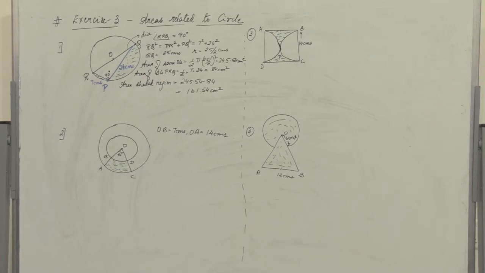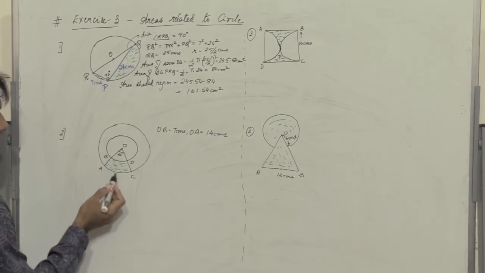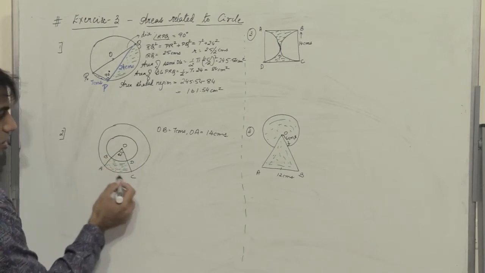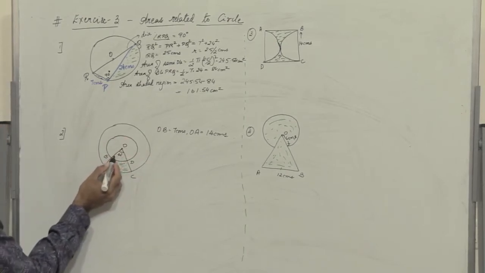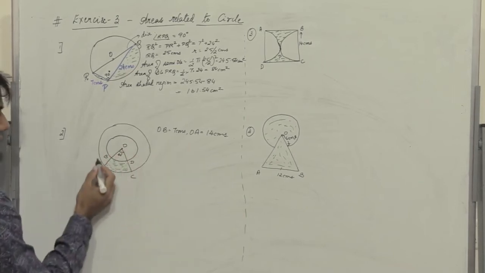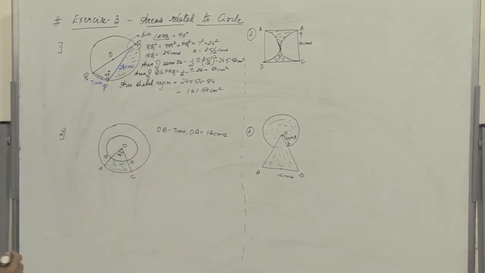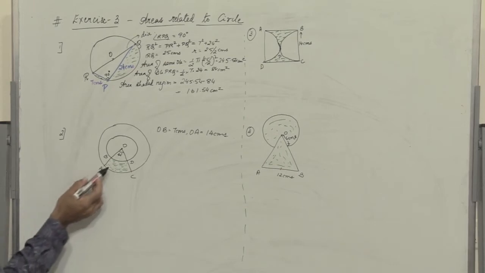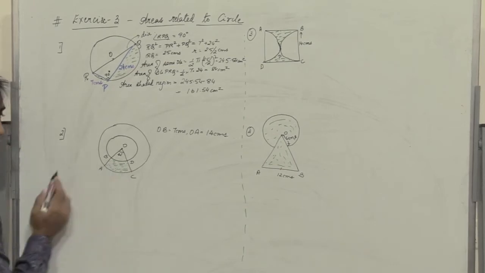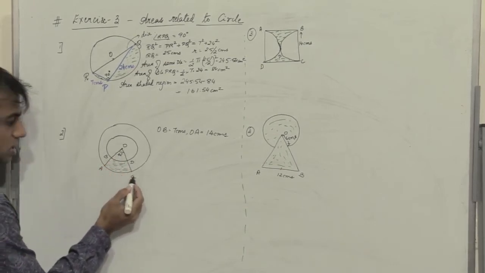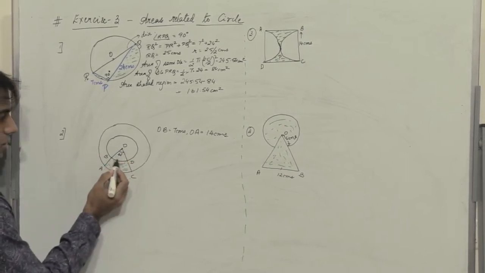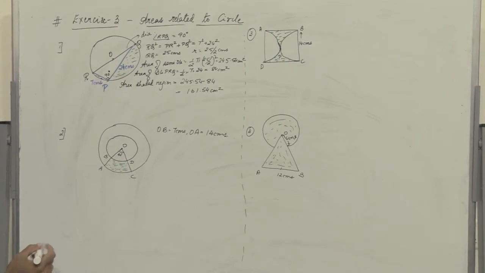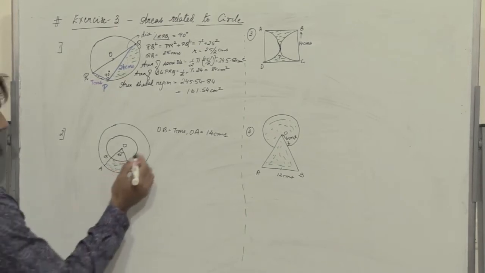Next, the second problem, we need to find the area of this shaded region. So there are two concentric circles with center O. So the radius of the first circle is 7 and the radius of the second circle is 14. So we need to find the area of this shaded region. So what do we do? Find the area of this sector OAC minus the area of the sector OBD, and then we get the area of the shaded region. Right?